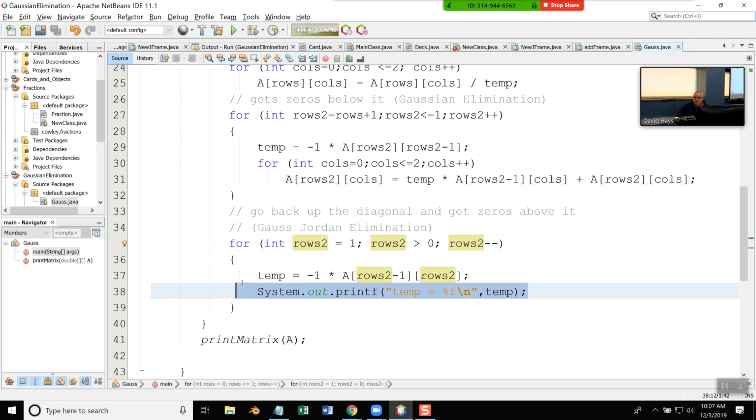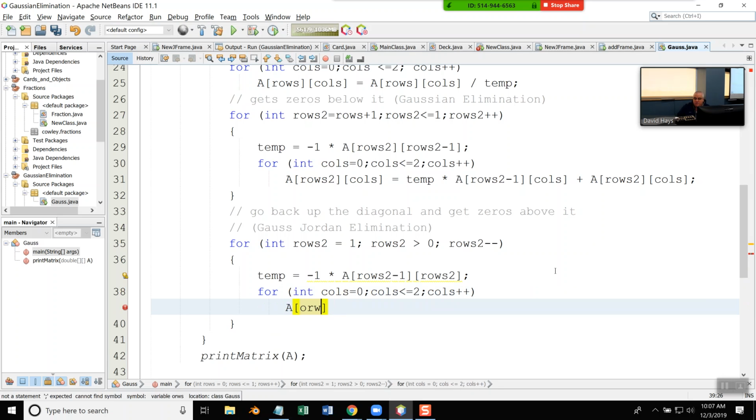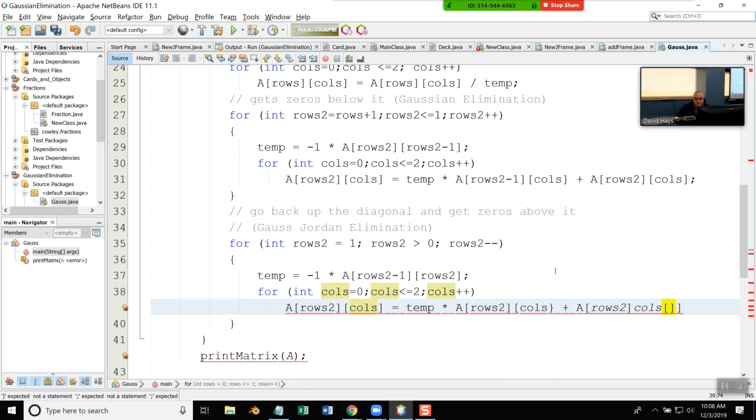So, through all the columns, so for int columns equals 0, columns is less than or equal to 2, columns plus plus, A rows2 columns equals temp times A rows2 columns plus A rows2 columns. I think I got something messed up there. Brace. There we go.